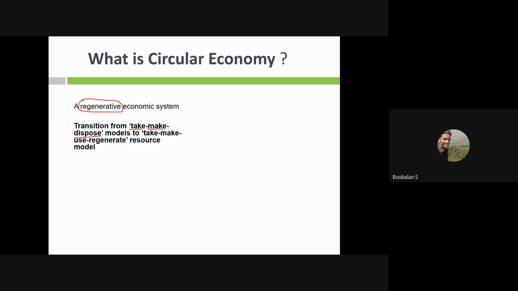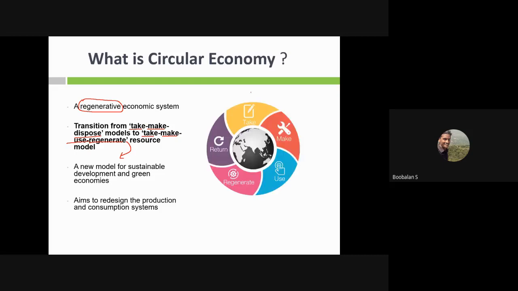So before, right, it was just use and throw. And now we take, make a product, use a product, and regenerate a product. Again we are just going to make and use, right? So that's what it's called, circular economy. That's right. Take, make a product and use a product, reuse a product, or refurbish a product, or regenerate it and return it back into my manufacturing industry.